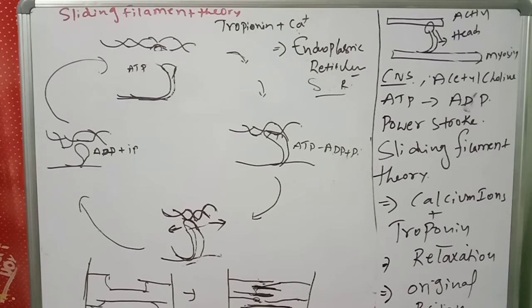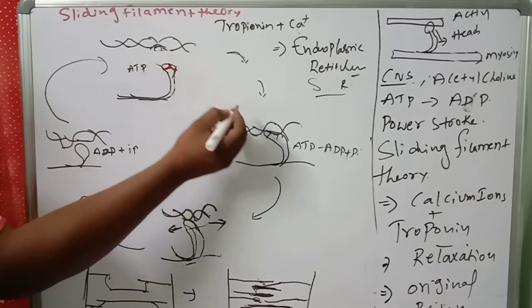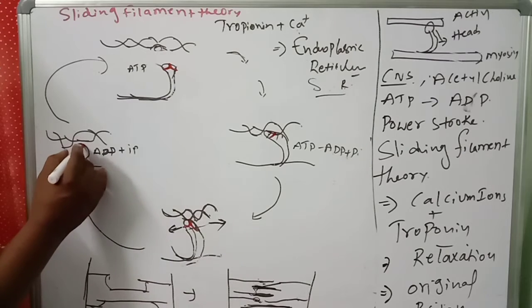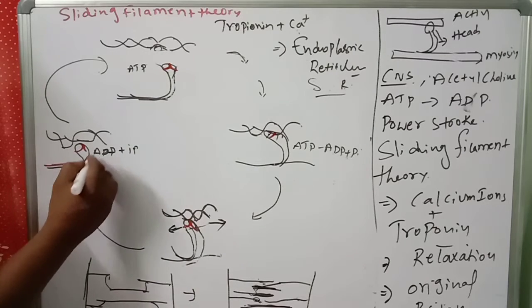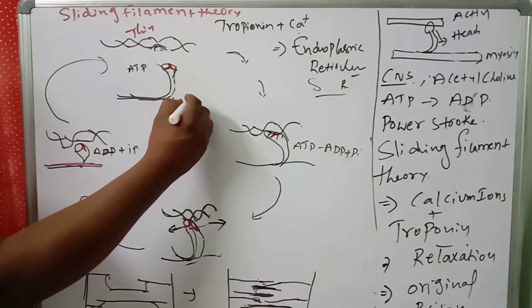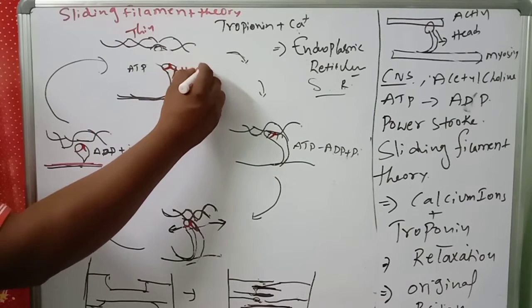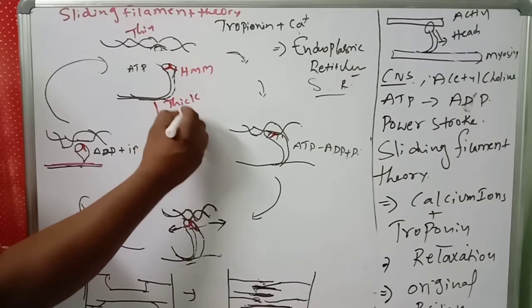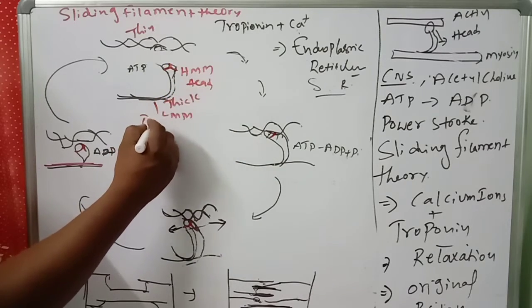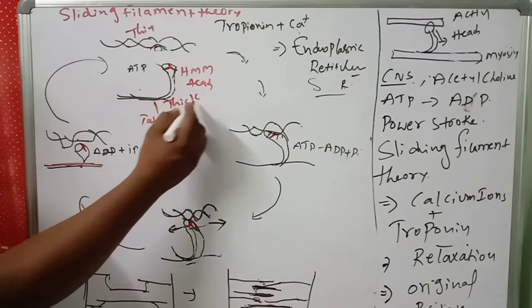It's proposed by, who proposed this one? Huxley. And here there are the ATP sites. Here ATP. So these are myosin heads. It's a thick filament, and the thin one is actin. What are the parts? Heavy meromyosin, light meromyosin, head region, so nothing but head, region, tail. So this is myosin, thick.